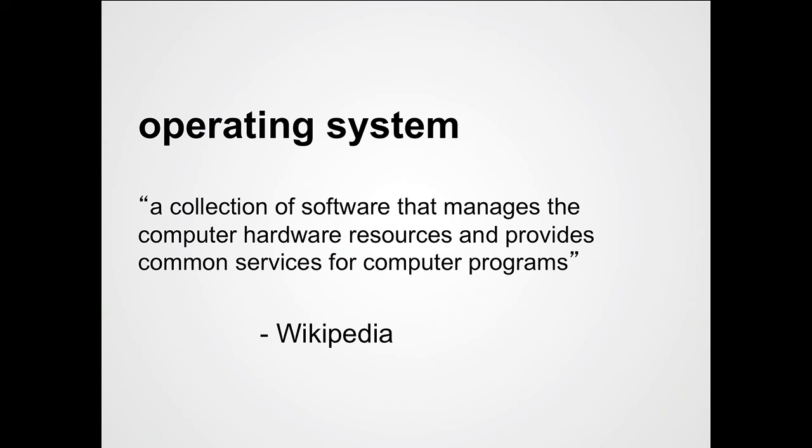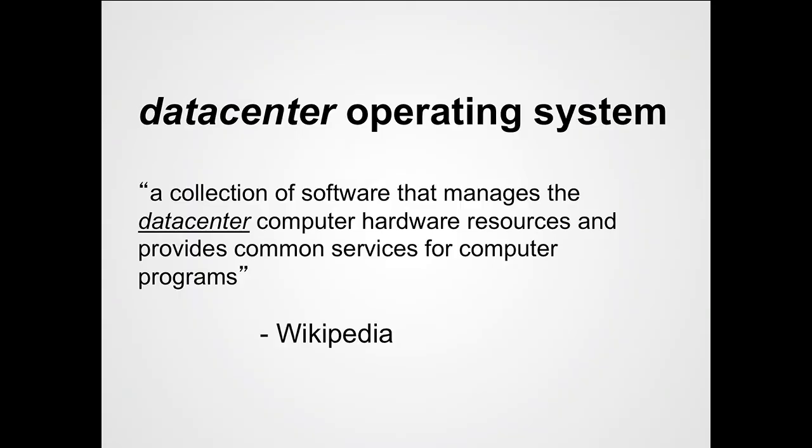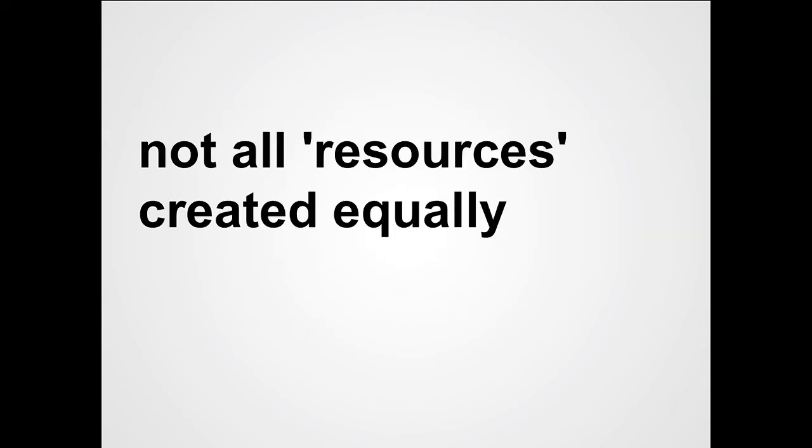I went over to Wikipedia to grab their quote. I debated between using a dictionary and Wikipedia for this slide, and I actually decided that Wikipedia is probably more trusted than a dictionary these days. So Wikipedia says, an operating system is a collection of software that manages the computer hardware resources and provides common services for computer programs. If we just add one word in here, we can make it sound pretty good for us as well. A data center operating system is just a collection of software that manages the data center computer hardware resources and provides common services for our computer programs. The key point here really being that it manages the data center computer hardware resources for us, giving us that abstraction of the resources instead of just a bunch of individual machines.